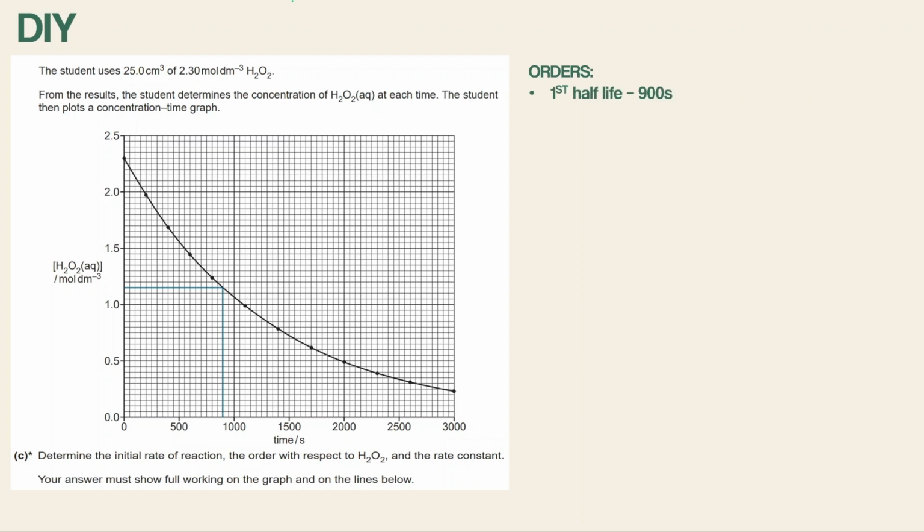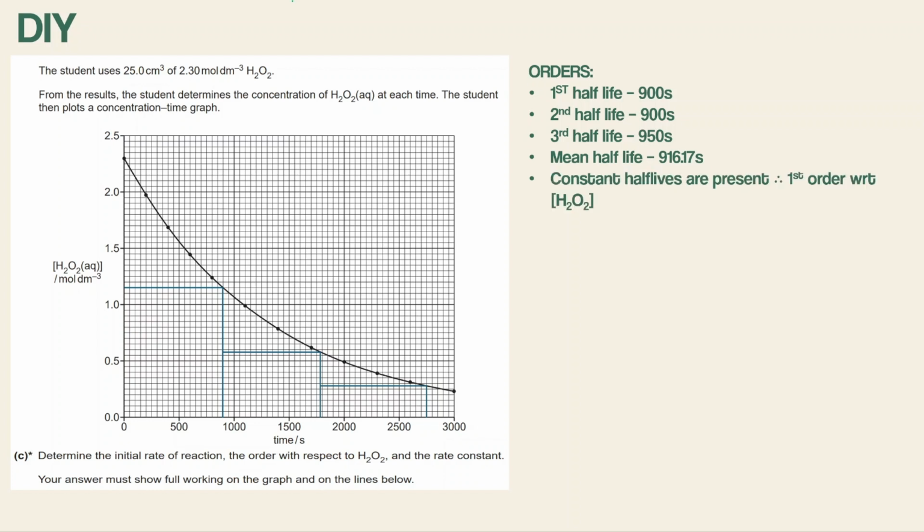So first, our first half-life is 900 seconds. Our second half-life is also 900 seconds. And our third half-life is 950 seconds. So they're roundabout the same. They're constant. Okay, so the mean half-life is 916.1, etc. You don't really need the mean half-life to say that it's constant half-lives. Me personally, I use that value in the other equation I showed you previously. So constant half-lives are present, therefore first order with respect to hydrogen peroxide. Okay, that's how simple the first mark is.